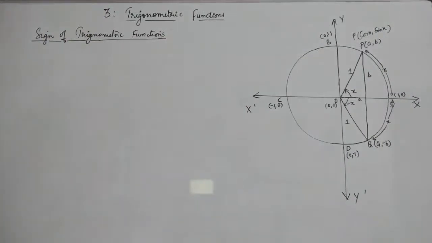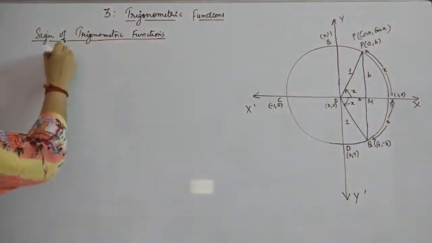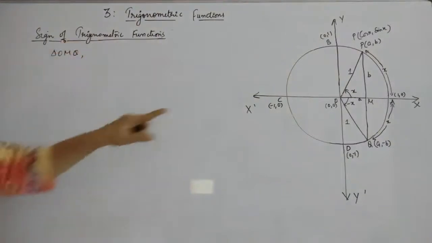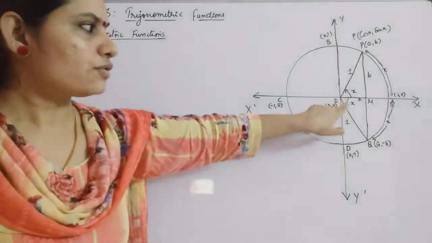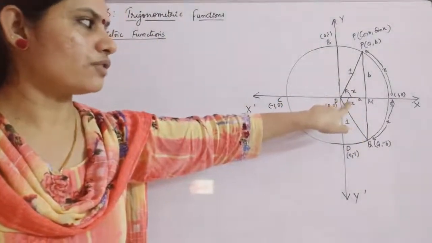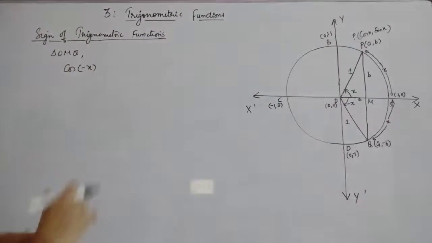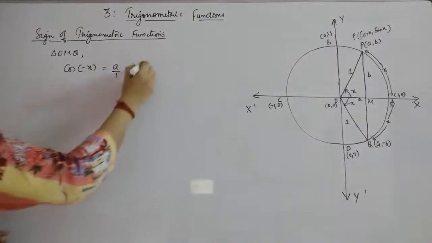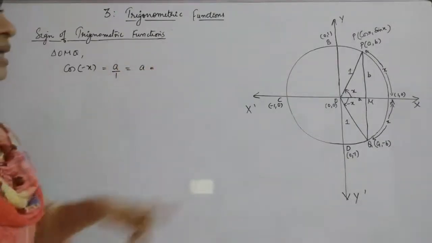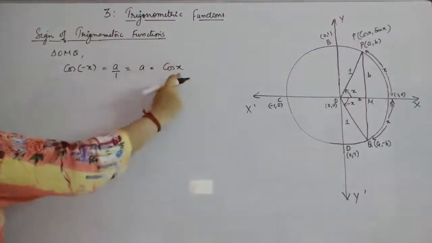Now suppose this point is M, and we consider the triangle OMQ. There we find cos of minus x, since the angle is minus x. From this triangle, cos of an angle is adjacent side by hypotenuse. The adjacent side is OM, which is a. So you get a by 1, since the hypotenuse is 1 because it is a unit circle. So you get a, and a is taken as cos x. So cos of minus x is cos x.